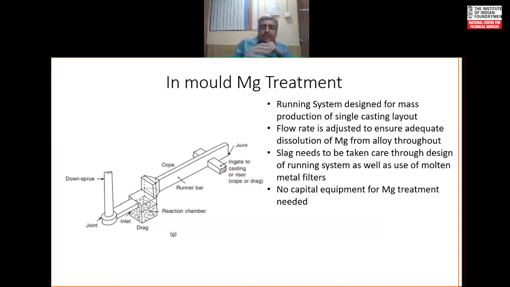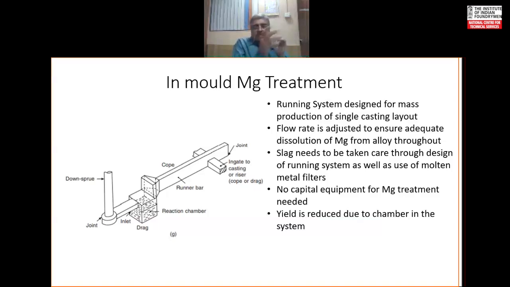and cleaner metal will go through. One advantage is that this has to be designed for a given casting. Everything has to be designed for a single type of casting and its layout on the pattern. No capital equipment is required for magnesium treatment. I know the yield will be reduced because the running system is heavy. You have a chamber, but then you have the other advantage of not having the capital investment at all.